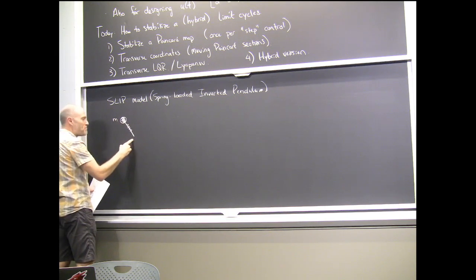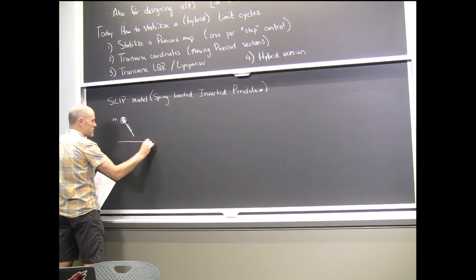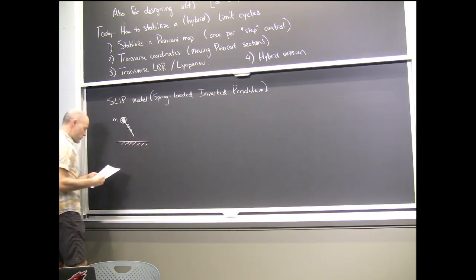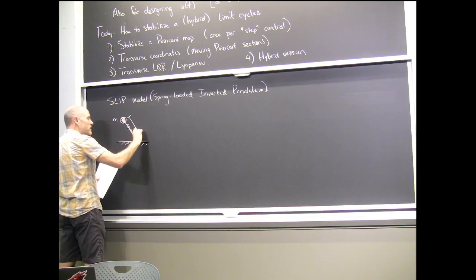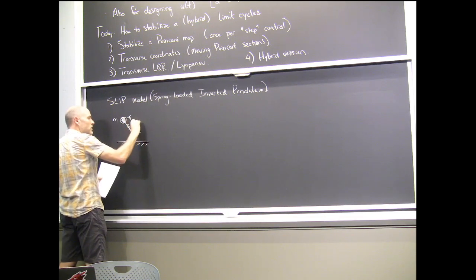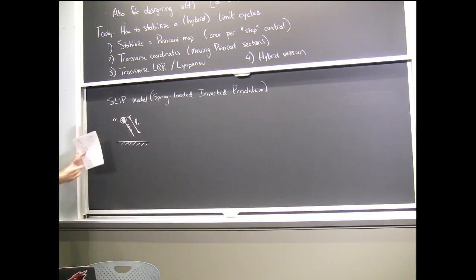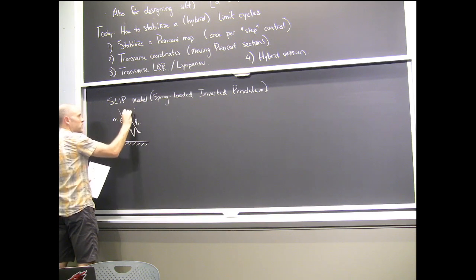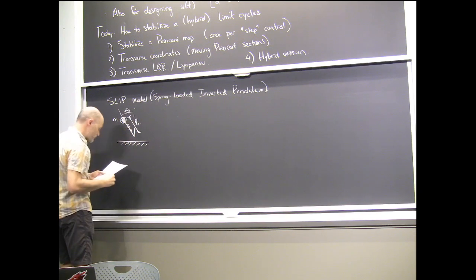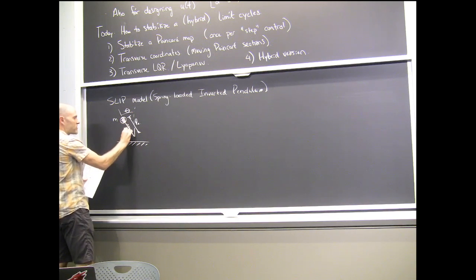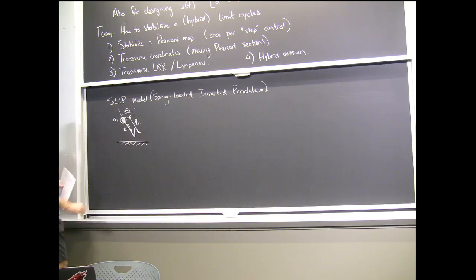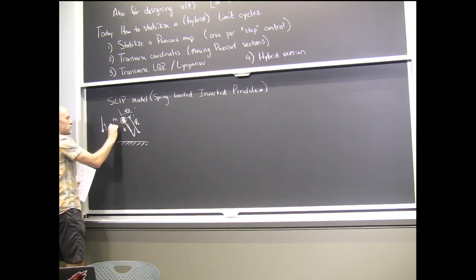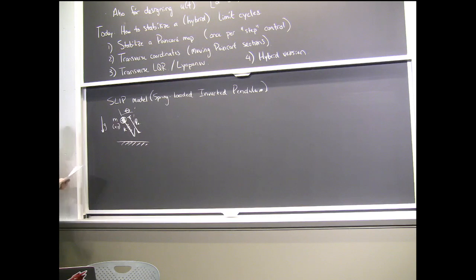Now we're going to have a massless leg, okay? Going through the ground, the leg has a nominal length, at the rest length of the spring, that's L0, okay? And we'll mark the angle that it makes here, theta, with the ground. This spring has a stiffness K, okay? Of course, gravity's going down, and I'll use x, y to be the location of that center of mass.